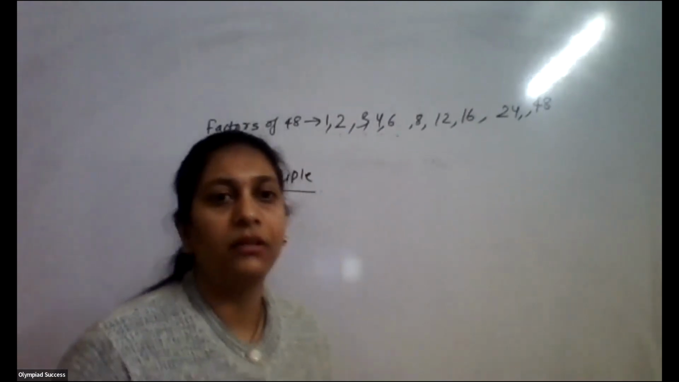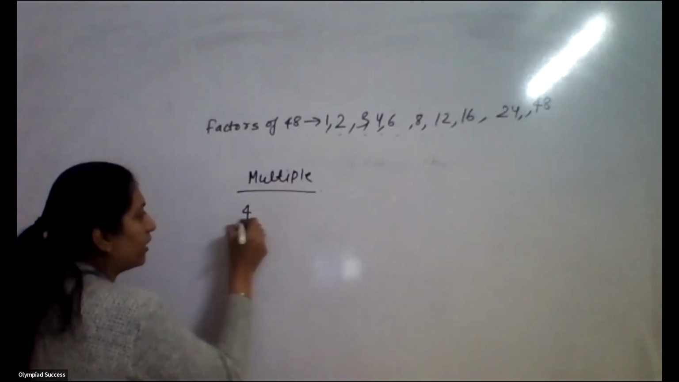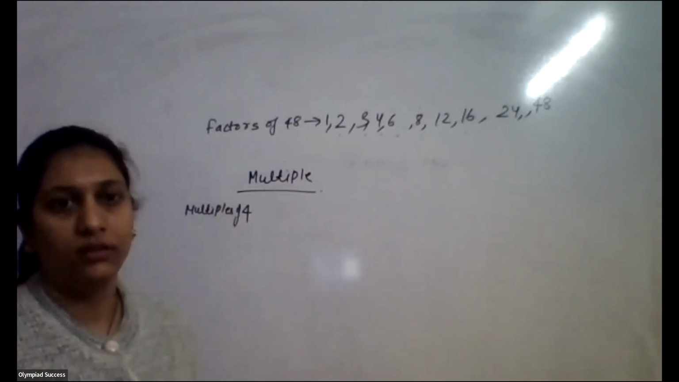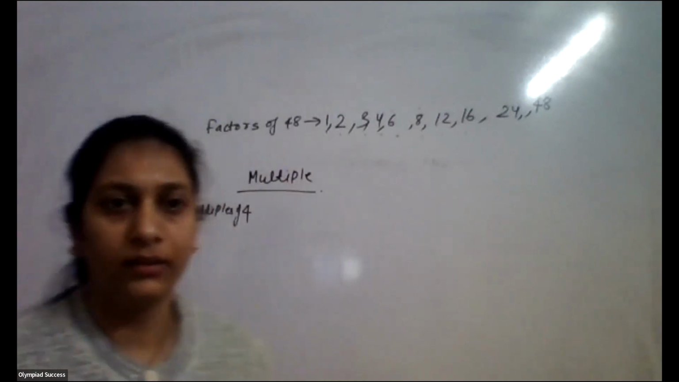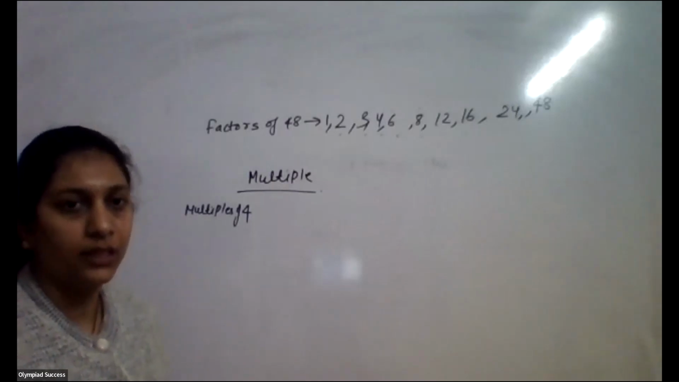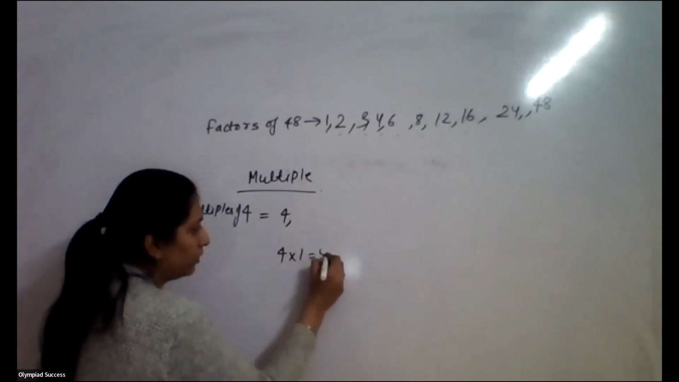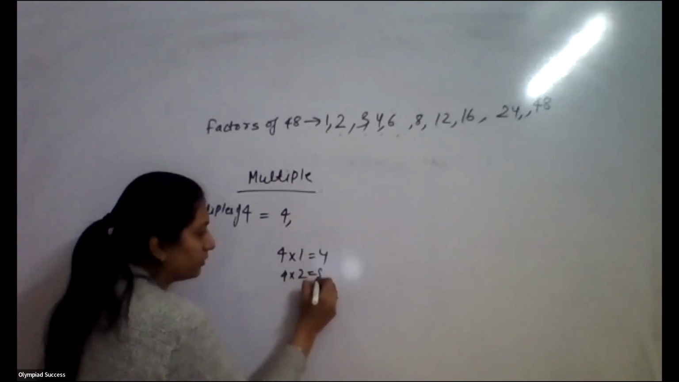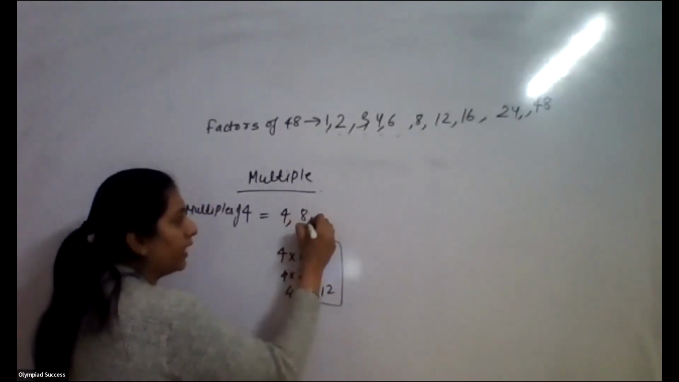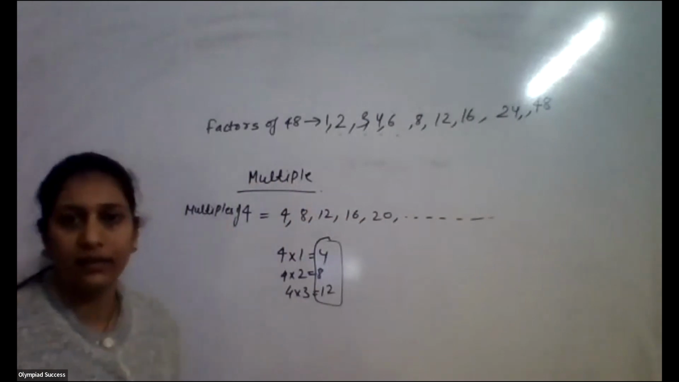Now, what do you mean by the term multiple? Multiples are the tables, right? For example, what are the multiples of 4? You have to write the multiples of 4. So that will be 4. 4 ones are 4. 4 twos are 8. 4 threes are 12. So that will be 4, 8, 12, then 16, 20, and it will go on to infinite, right?